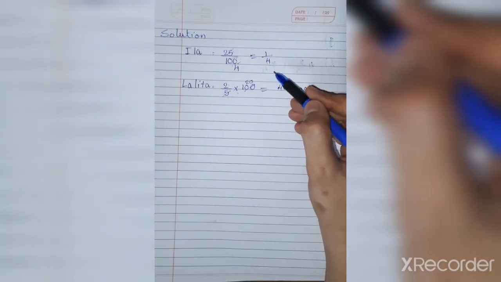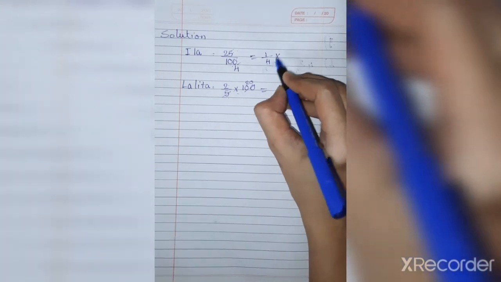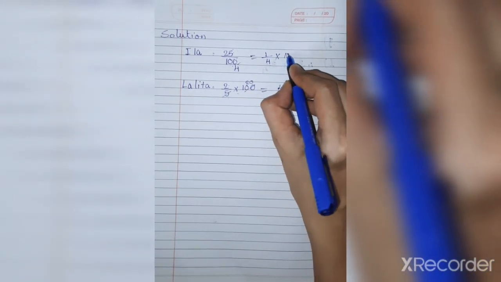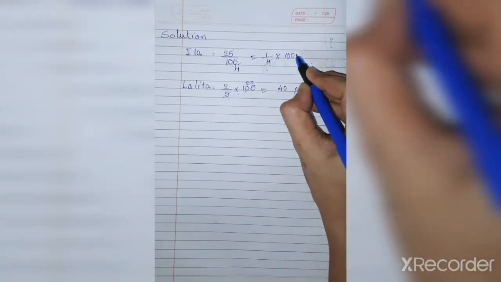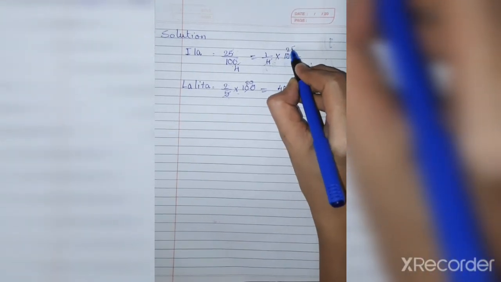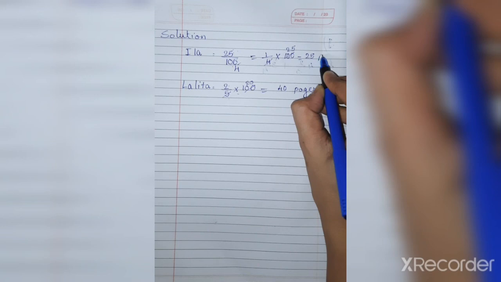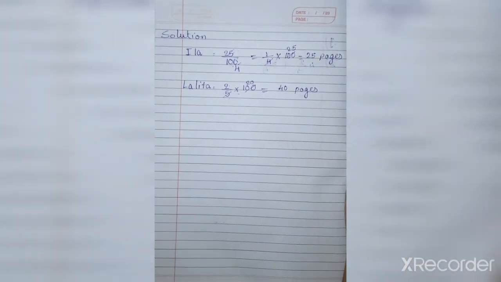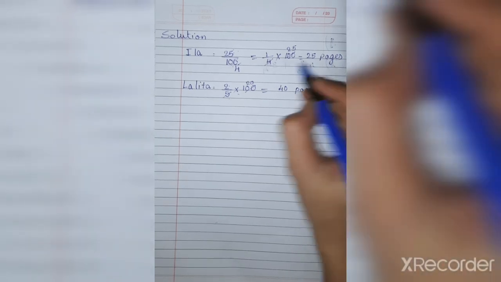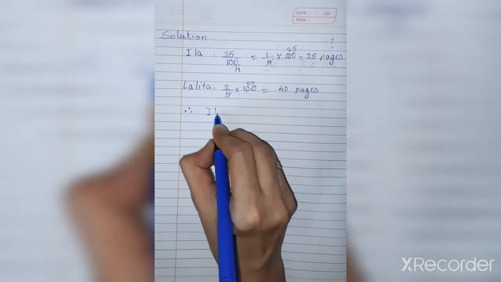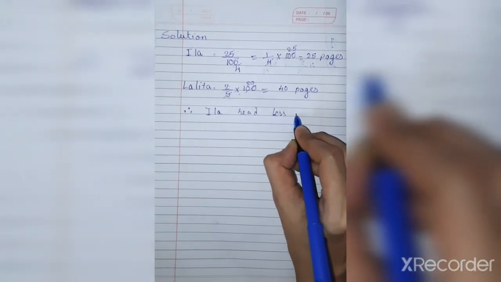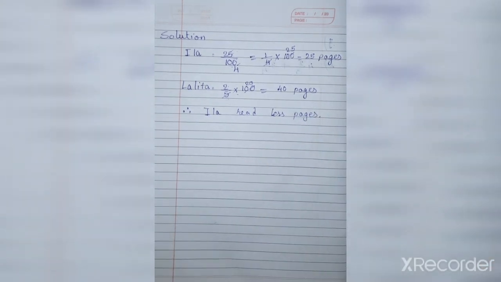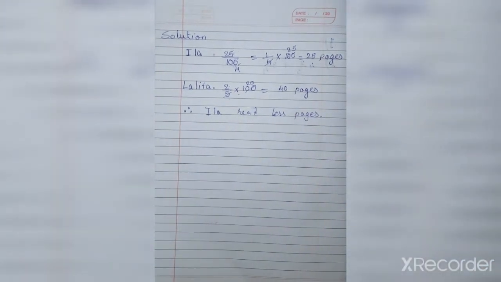But we don't know how many pages. So what we will do, as I told you, if fraction is given, multiply it with the total number of pages. You will get the number of pages read by Ela. 25 fours are 100. So 25 pages. Who read less? So you can write here Ela read less pages. Clear? In this way you can find out the solution of question 9 and question 10.